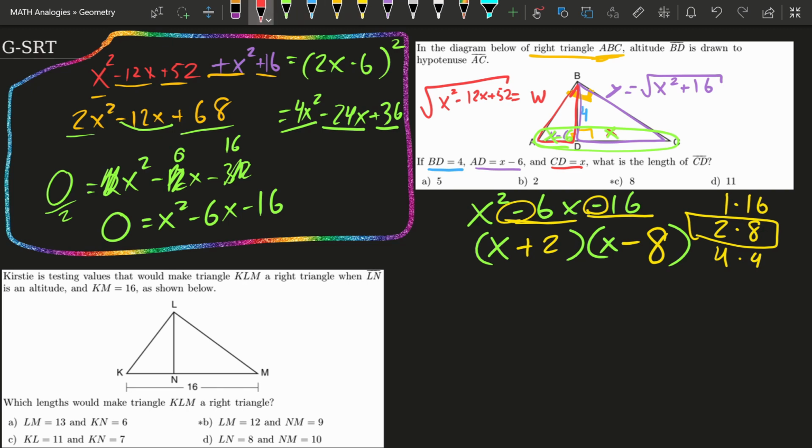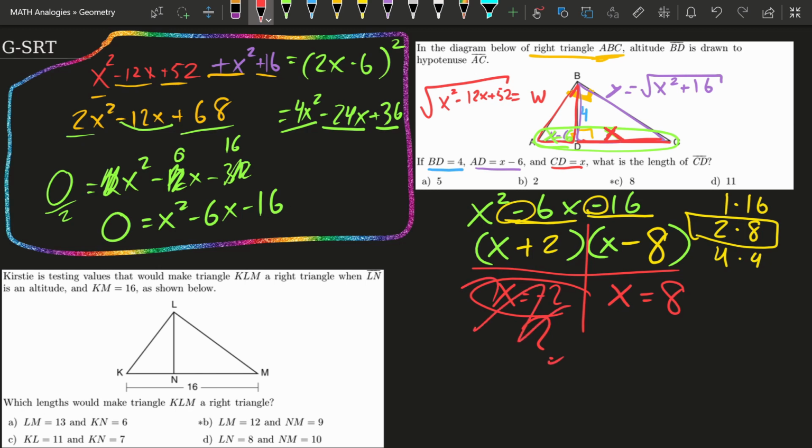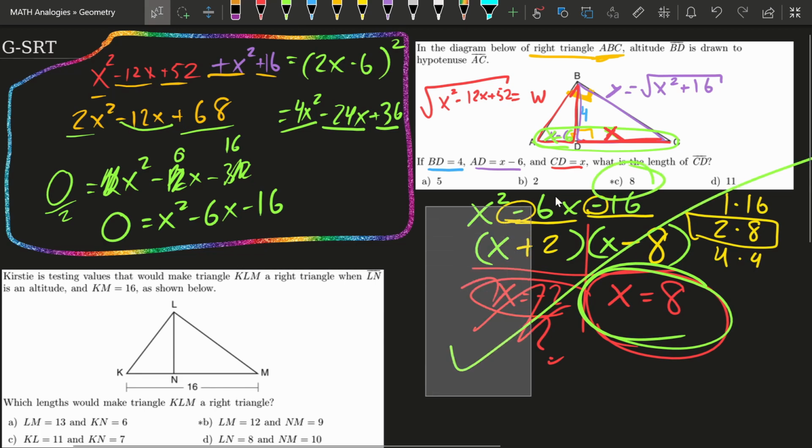Now the funny thing here is that means x could be the positive value 8, or x would be the negative value of 2. Wait a second. So x should be a physical length. X should be a positive value, not a negative 2. So x will be positive 8, making choice C correct. Now we'll definitely need to clear up some room here.